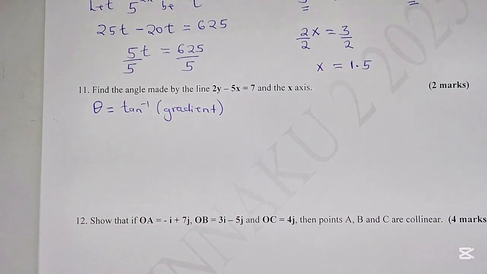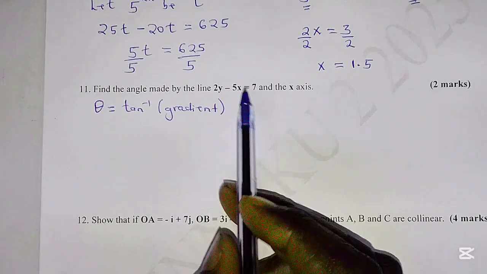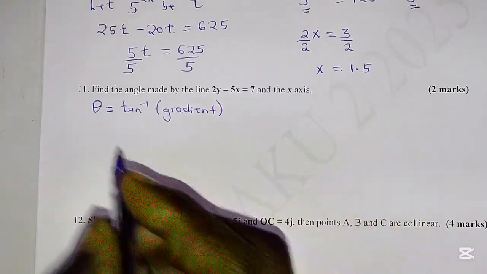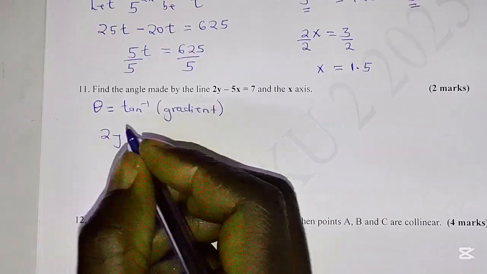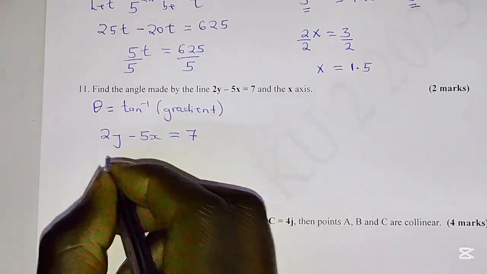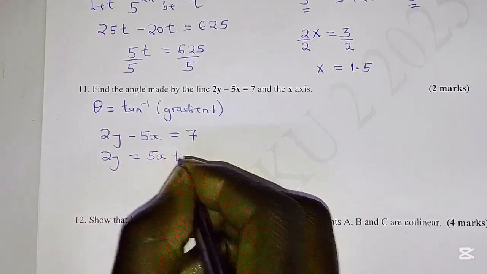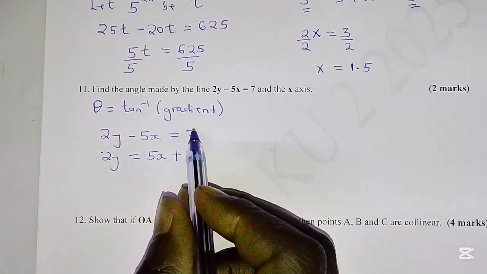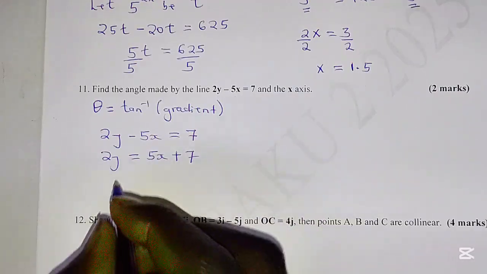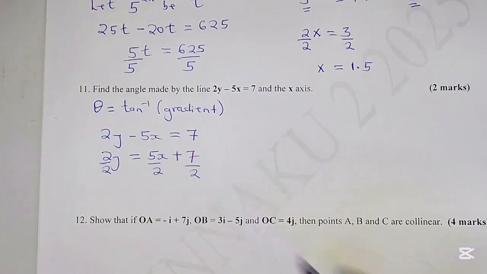You normally take the tan inverse of the gradient. To find the angle made by a certain straight line with the x-axis, you take the tan inverse of the gradient. So rearranging this equation of ours, we are going to have 2y minus 5x equals 7. So 2y equals 5x plus 7. I've taken 5x to the right hand side. So divide by 2, divide by 2, divide by 2.